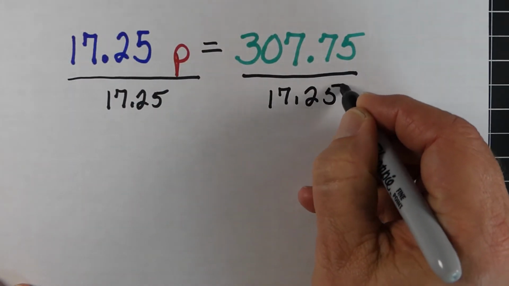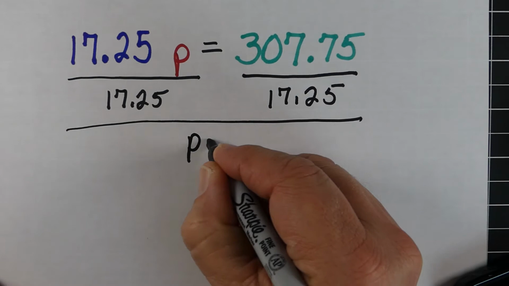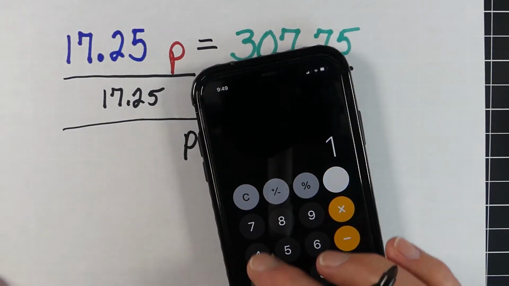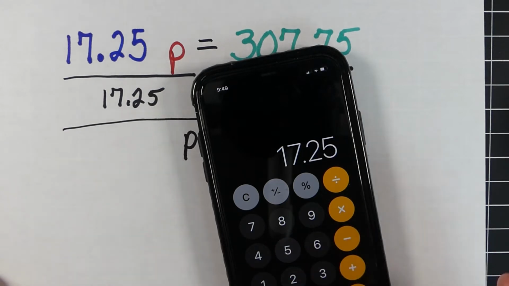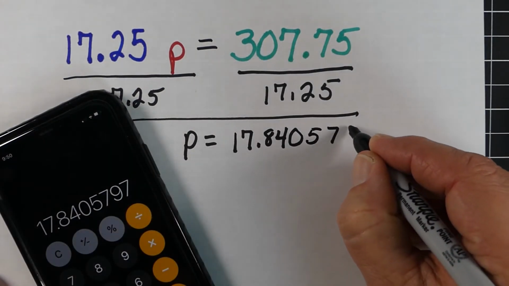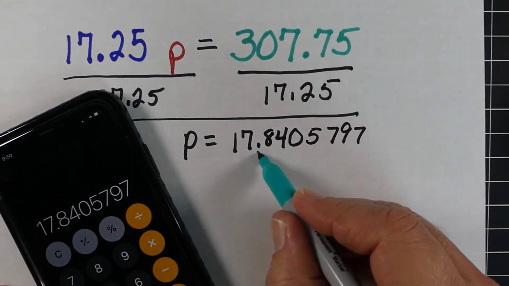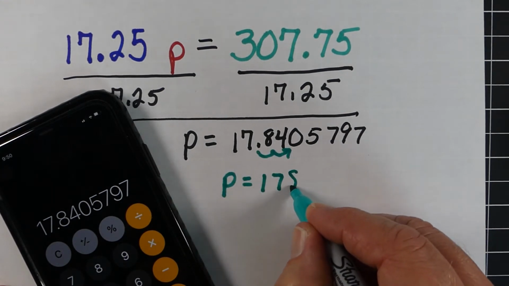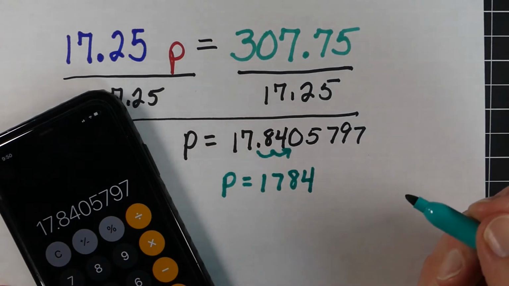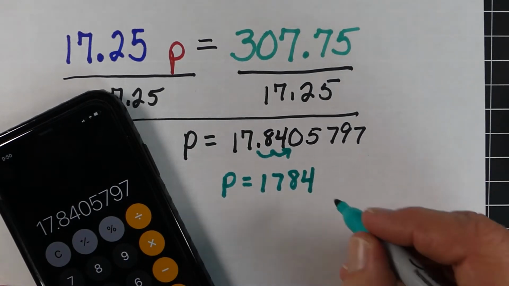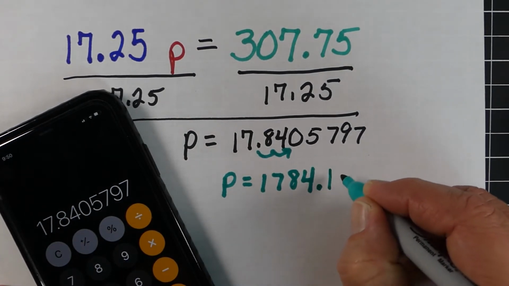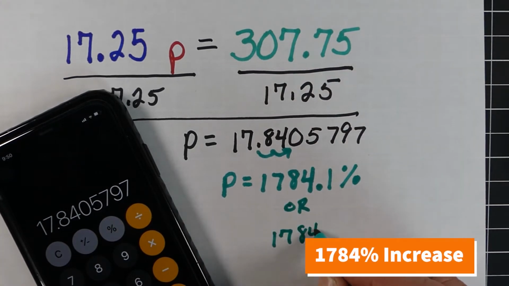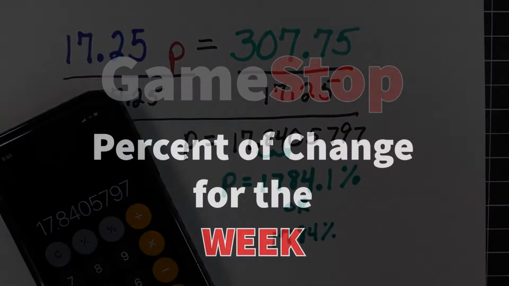Divide both sides by 17.25, and we end up getting P equals, and we go ahead and divide that 307.75 by 17.25, and we get this long decimal, 17.84, and so on. We multiply it by 100, which causes the decimal to move twice to the right. So if we're writing the percent of change, we could say 1,784.1%, or we could just round it off to a whole number, and it would be 1,784.